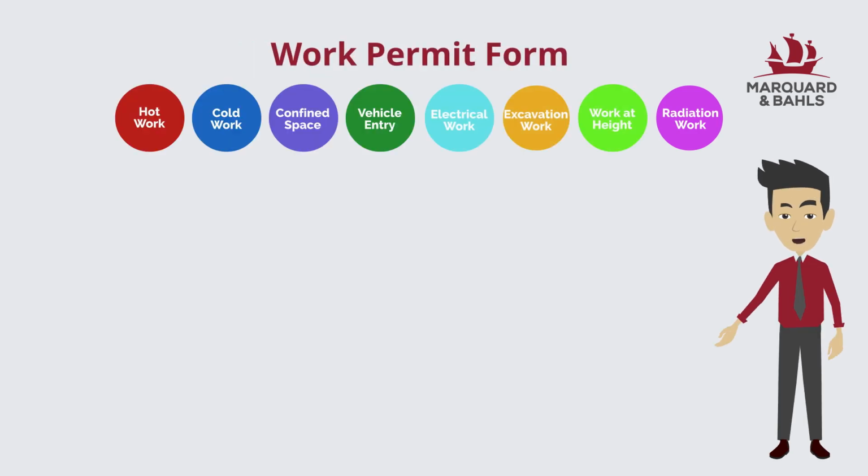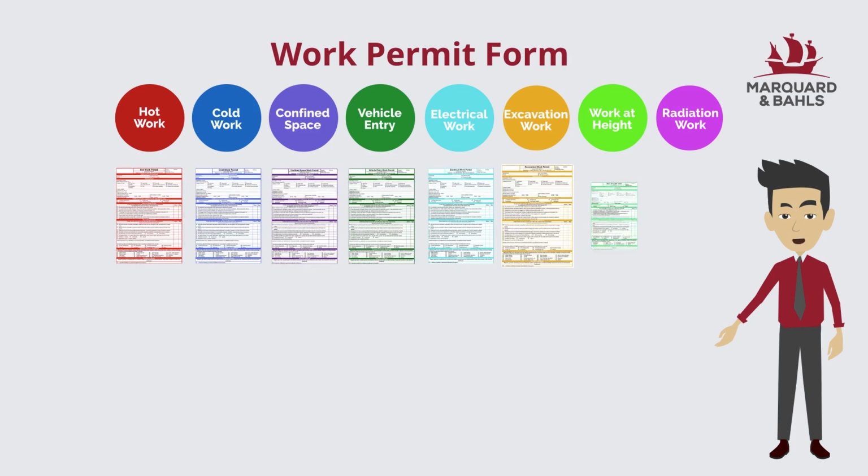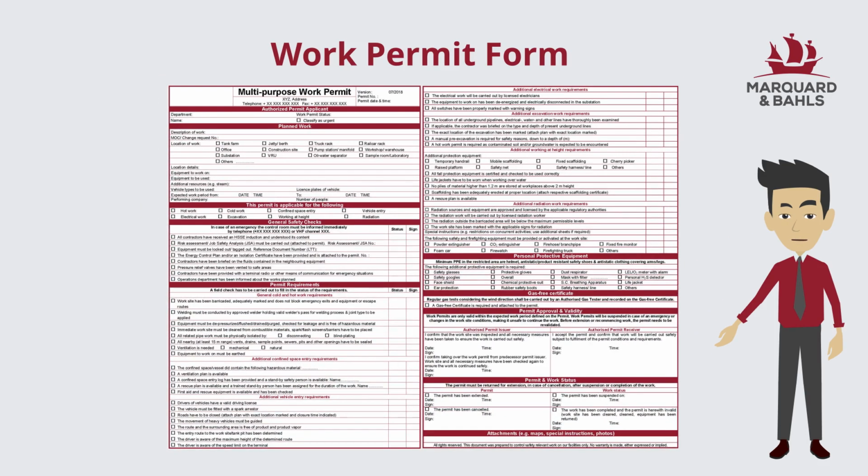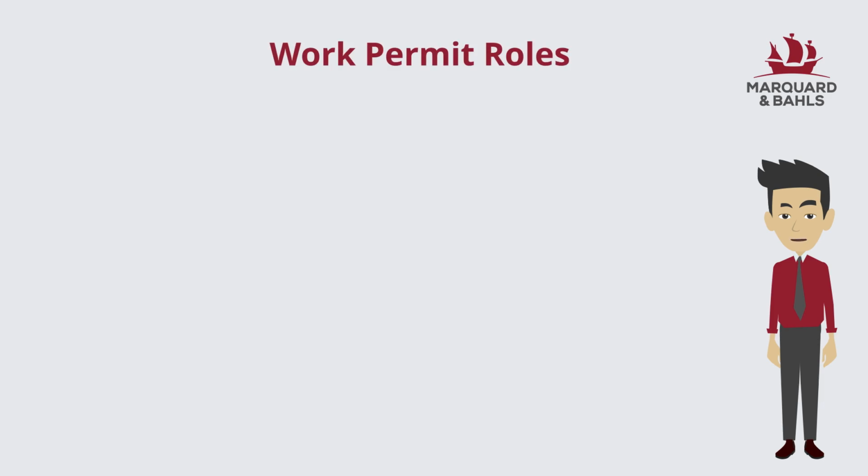An integral part of the work permit system is the work permit form. This can be designed for each type of work, or in a multi-purpose form. In any case, the work permit form should ensure that optimal organizational and technical measures are taken to minimize the risks. To ensure a proper application of the work permit system, clear roles and responsibilities should be assigned by the local management.